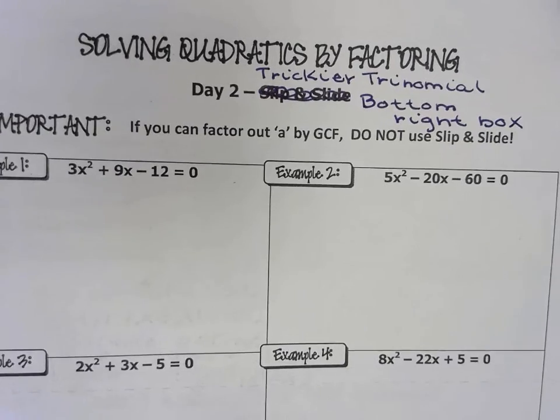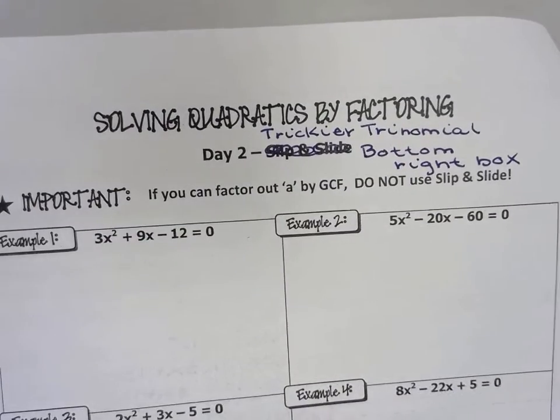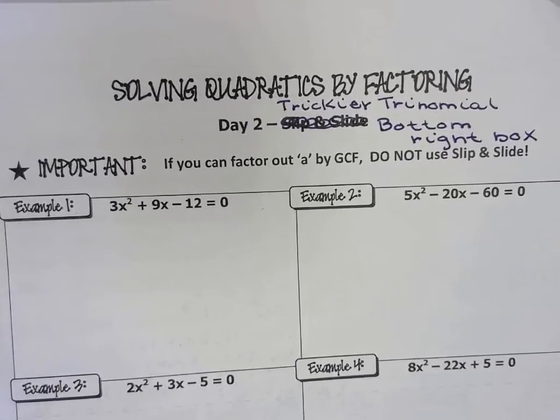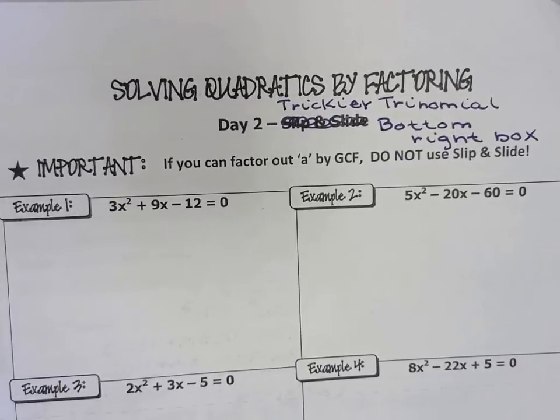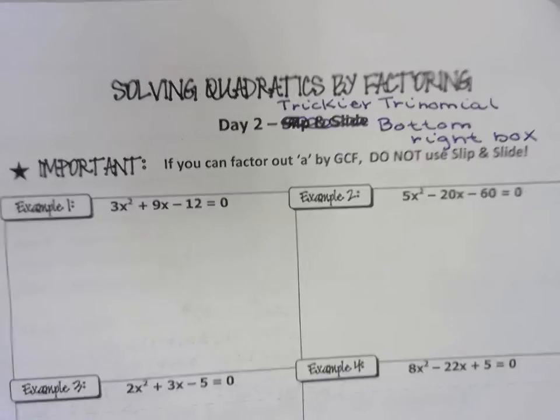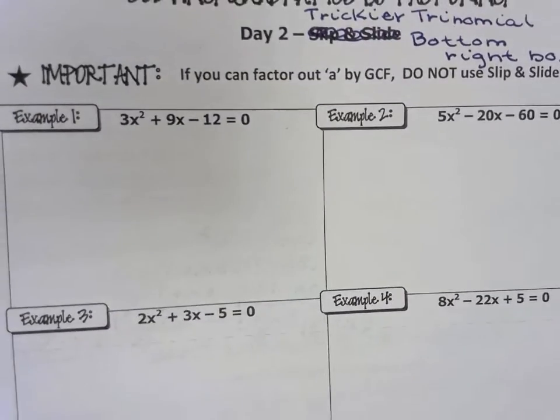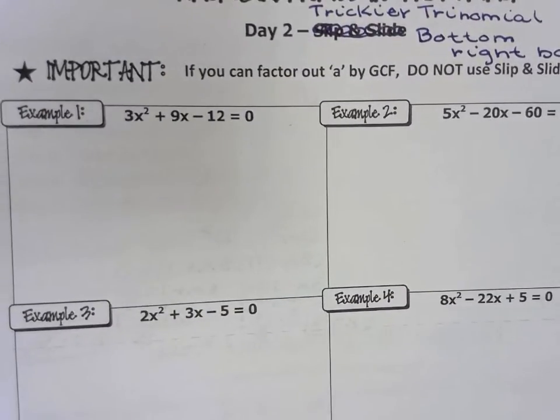Okay. So what we're looking at today, we are doing it the same way. We are still solving by factoring, so we still need to get it equal to 0, get everything on one side, and once we get it factored, take each part and set it equal to 0. It's the same idea, just a little trickier to factor. An important thing to remember: if you can factor out a GCF, then you do not have to use the slip and slide method, which is the hard way.